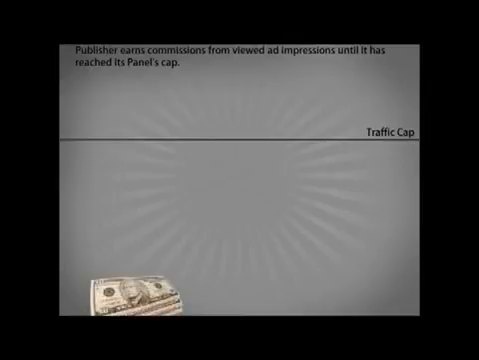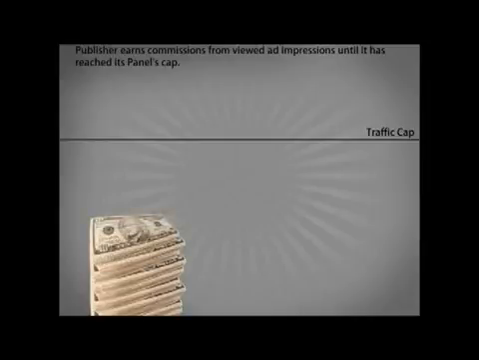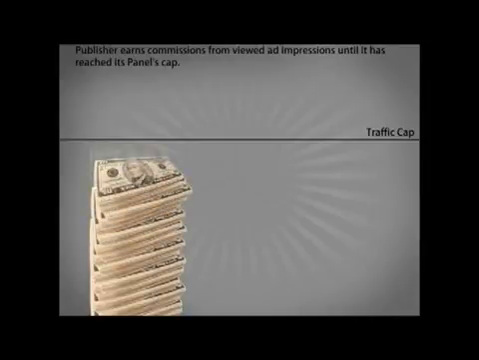That line there is your traffic cap. That means that's the maximum amount of commissions you can earn from a given panel. So let's say this is a green panel. That means the maximum amount of revenue a green panel can earn is $540. So here the panel is, and it's starting to earn money. You see, as traffic is coming in, it's earning revenue, and you're earning part of that revenue as commissions.